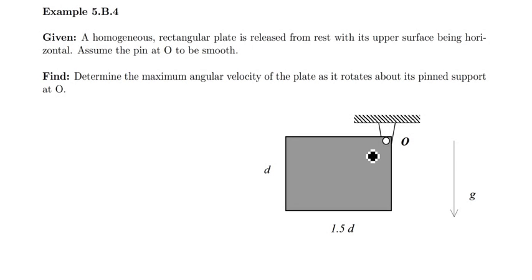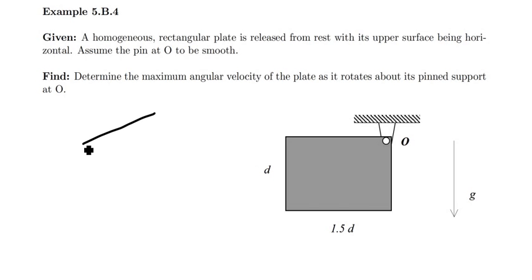Okay, in this problem we have a homogeneous rectangular plate which is released from rest with its upper surface being horizontal. We're asked to assume that the point O is smooth, and to take this information to determine the maximum angular velocity of the plate as it rotates about its pin support. So since we're looking at an angular velocity after a change in position, we know this is a problem that's going to involve the work energy equation.